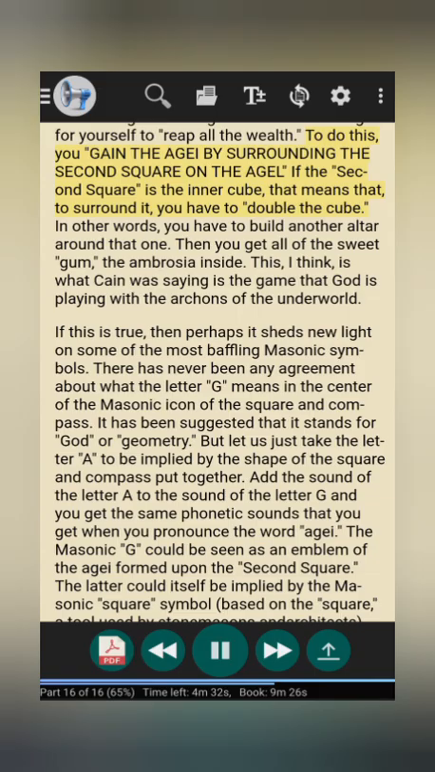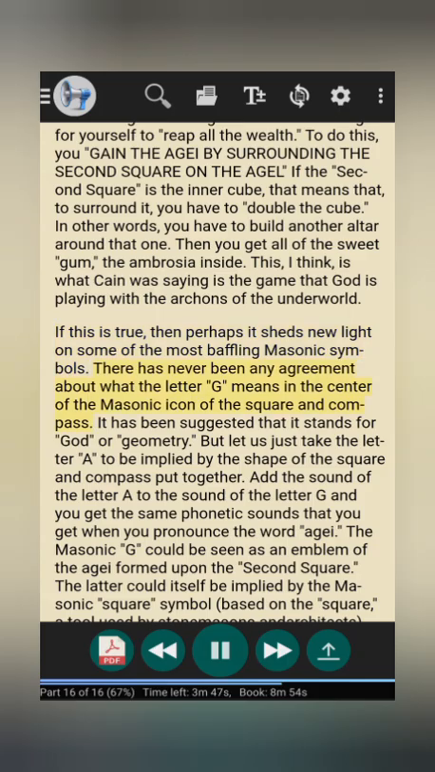If the second square is the inner cube, that means that, to surround it, you have to double the cube. In other words, you have to build another altar around that one. Then you get all of the sweet gum, the ambrosia inside. This, I think, is what Cain was saying is the game that God is playing with the archons of the underworld. If this is true, then perhaps it sheds new light on some of the most baffling Masonic symbols.